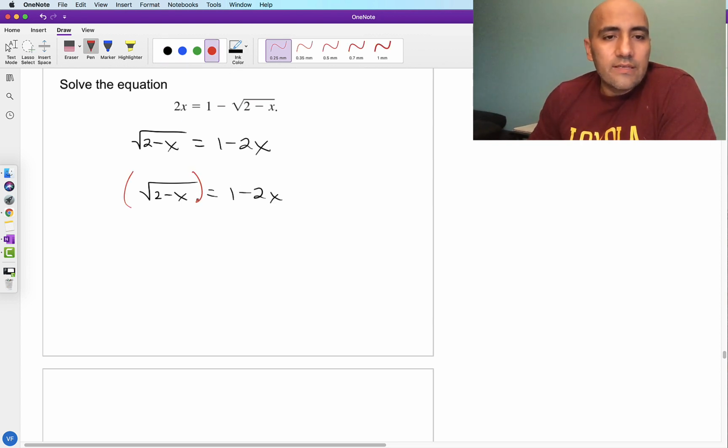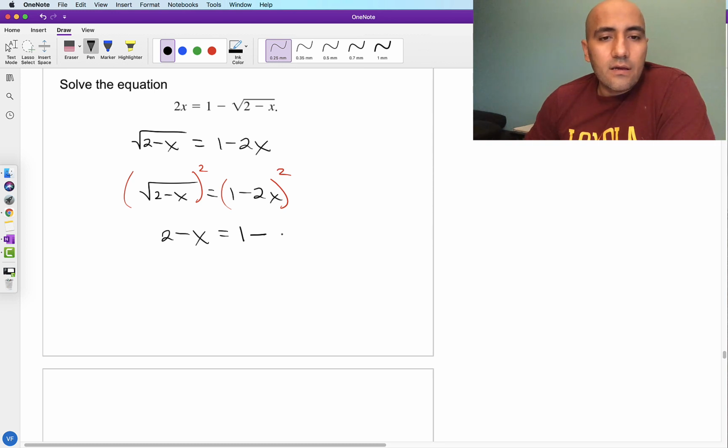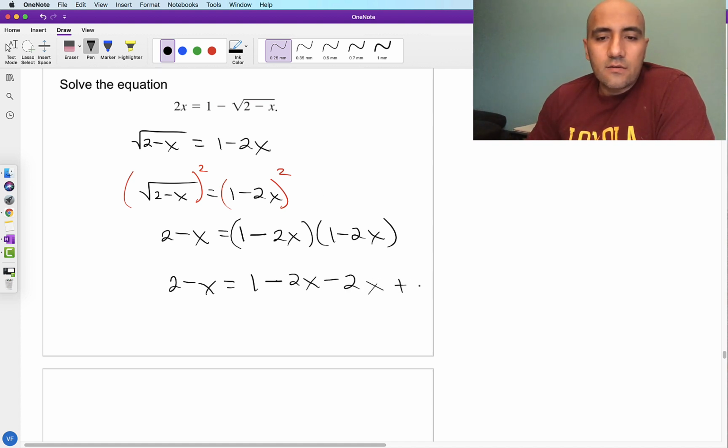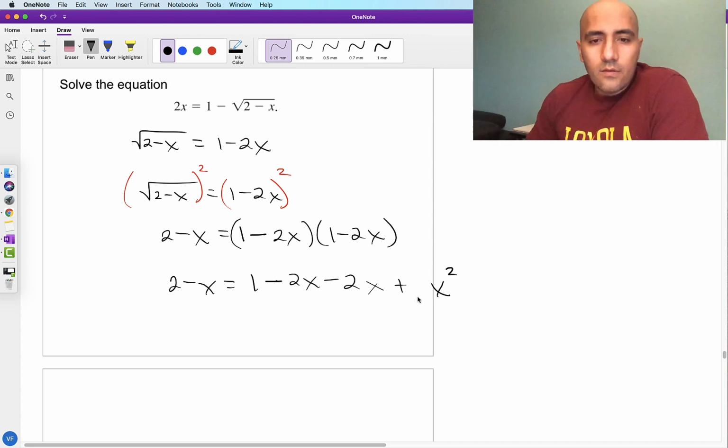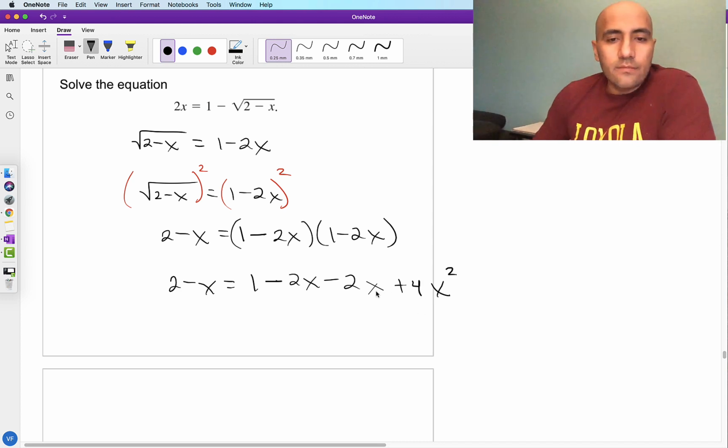So I'm going to square this side, and then I'm going to square this side, giving me 2 minus x is equal to this guy squared, which becomes (1 minus 2x) squared. I'm going to FOIL it all out. 1 minus 2x, which gives you 2 minus x is equal to, FOILing it out, we get 1 minus 2x minus another 2x plus 4x squared.